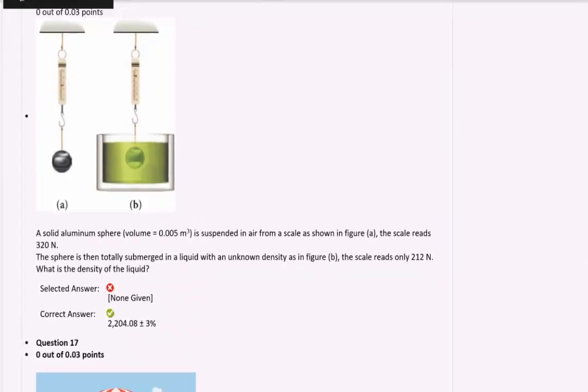Here he says a solid aluminum sphere with a volume of 0.005 cubic meter is suspended in air on a scale as shown in the figure. The scale reads 320 Newton. So this is the real weight. So the real weight, which is mass times gravity, equals 320.